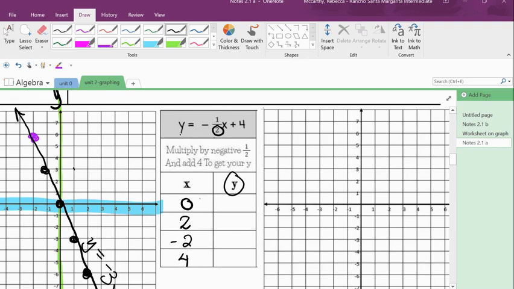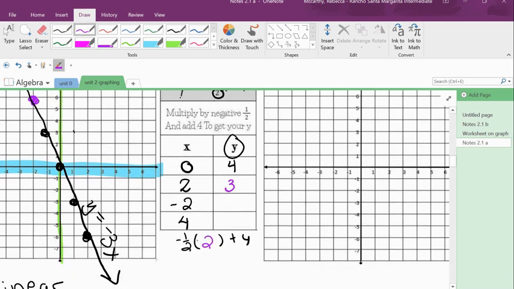So half of 0 is 0 plus 4 is 4. Half of 2 is 1. And again, if you're not sure how I'm getting that, every time I see that x, I'm going to replace it with my number. Half of 2 is 1 times a negative. That gives me negative 1 plus 4 gives me 3. Now it's a negative 2. Half of 2 is 1. Negative times a negative is 1. Plus 4, that gives me 5. Okay. And now I'm going to figure out my 4.